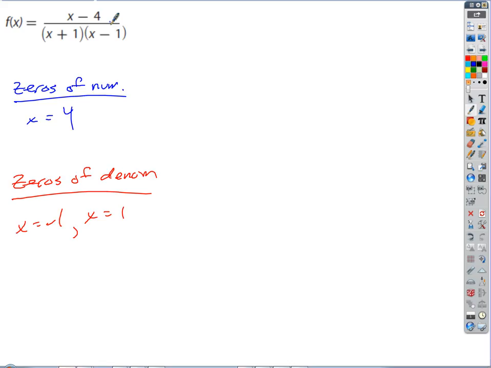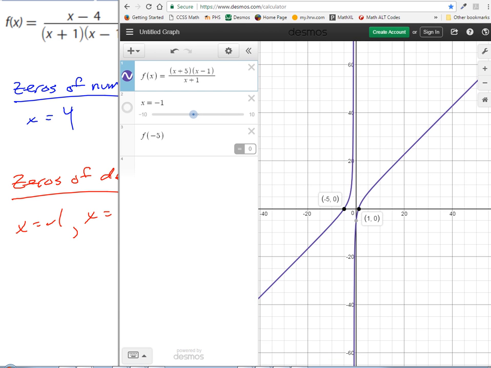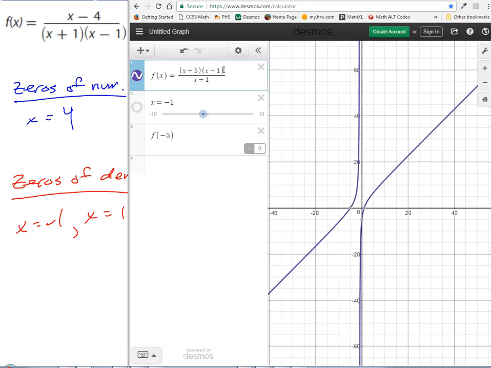Undefined. So one more time. When the top is 0, what's the value of the function going to be? What do you think? Let's look and see. It crosses the x-axis. Good. That's it. Very good. So let's try this one. Let's see if this matches what you think is going to happen.